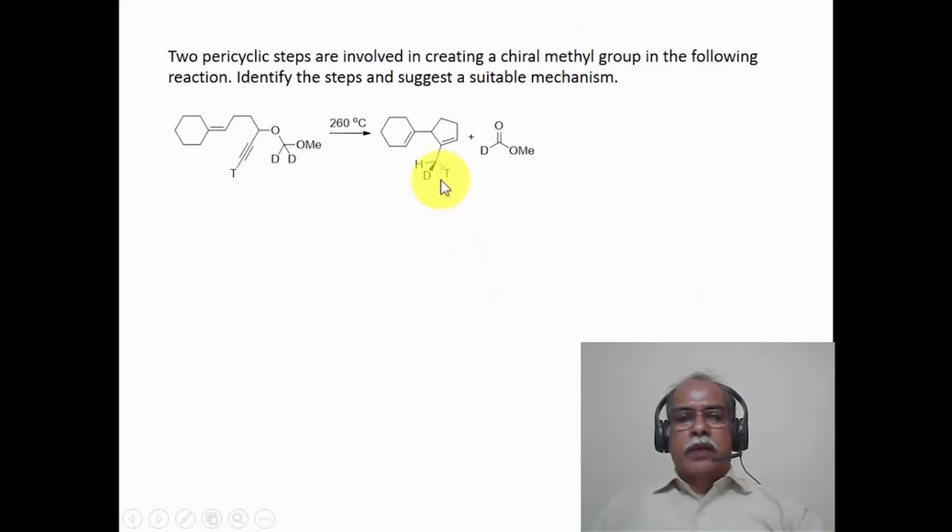Another interesting problem: you are generating a methyl group which is a chiral methyl group. There is one hydrogen, one deuterium and one tritium substituted on the methyl group, so that makes this methyl group a chiral methyl group. There are two pericyclic reactions involved in creating the chiral methyl group in the following molecule. Identify the steps and suggest a suitable mechanism for this reaction.